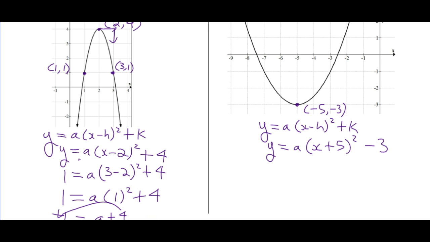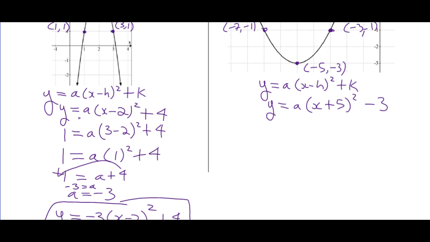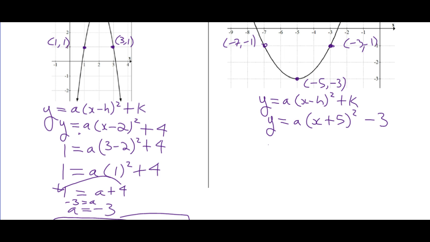Now we need a nice point. Well, here's a nice point, (-3, -1), right? Or here's a nice point, (-7, -1). I don't think there are any other nice points on that graph. So to get a nice point, we would have to go 4 units and up 16, which would then be half, which would be 8, but our grid's not big enough to show that. Okay? So, substitute in the nice point. Which one do you like, -7 or -3?